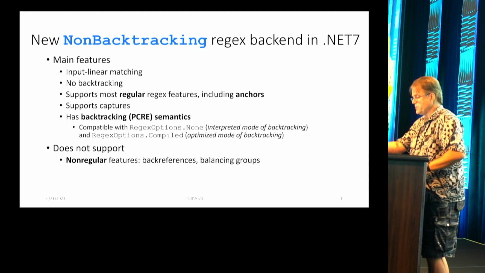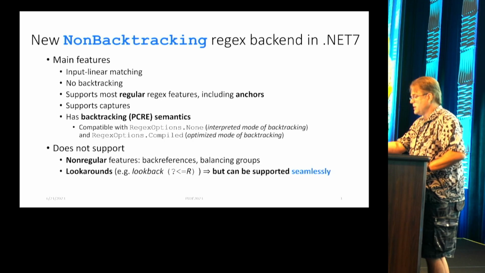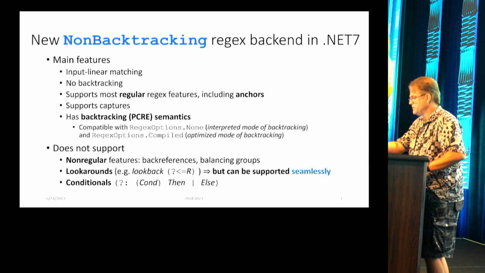Things that are not supported are non-regular features like back references and balancing groups. Lookarounds are not supported currently, but can be supported, though they contradict input linearity. So the seamlessness comes with a price here. It's theoretically and algorithmically easy to support, but providing input linear matching is a different angle, which cannot be easily supported. And conditionals are not supported.